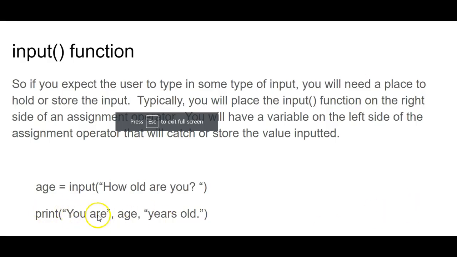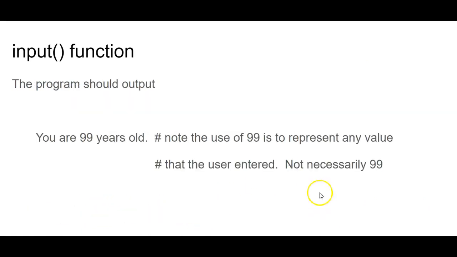And then you could print, you are age years old. You are 10 years old, for example. So the program should output, you are, when I use the number 99, I mean any number the user typed in. So I don't mean 99, I mean whatever the user typed. So if the user typed in 17, it would say you are 17 years old.